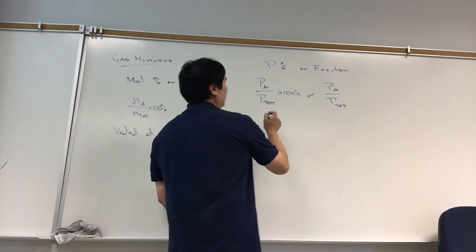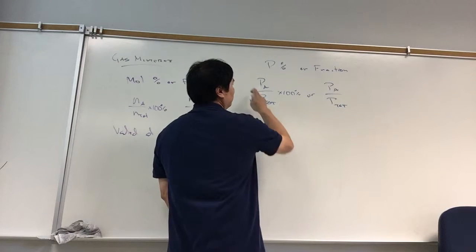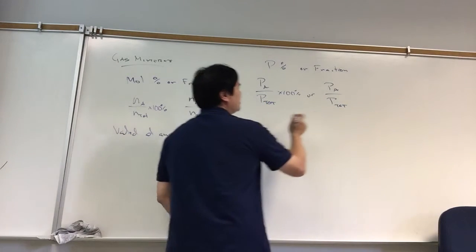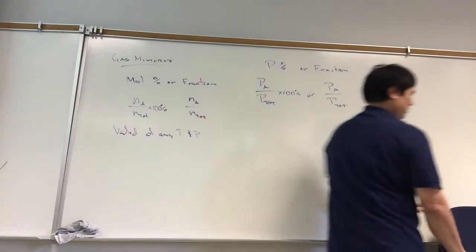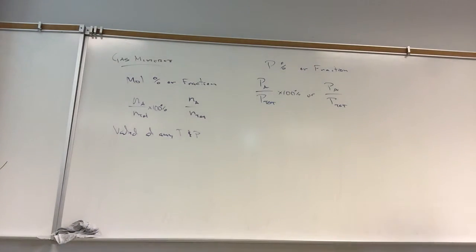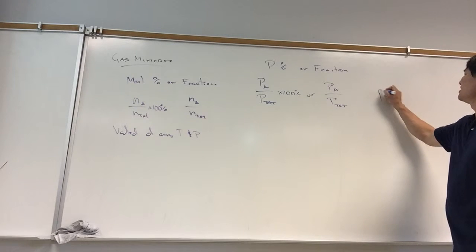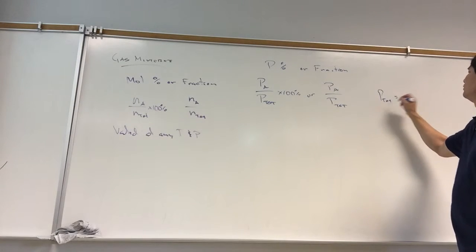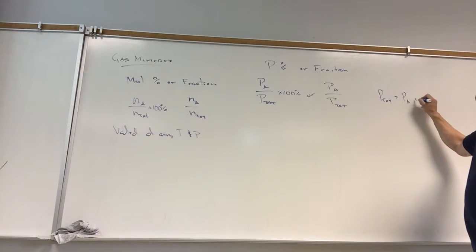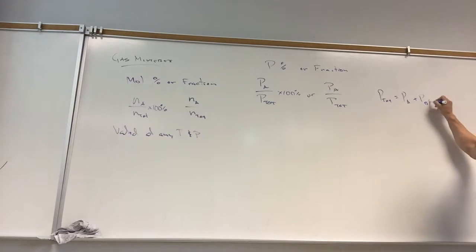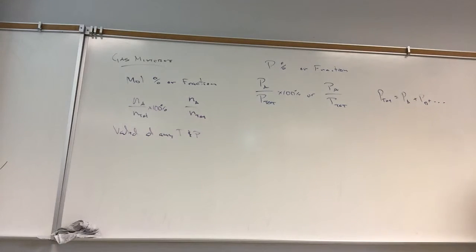And then we have the volume. The pressure, this is known as Dalton's law. Dalton's law is typically expressed in this form: P total is equal to PA plus PB, however many gases you have in this mixture.